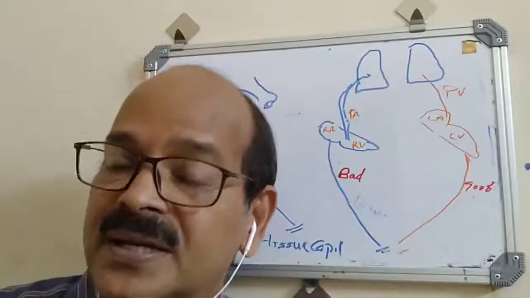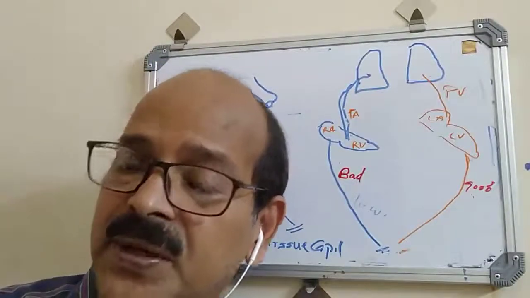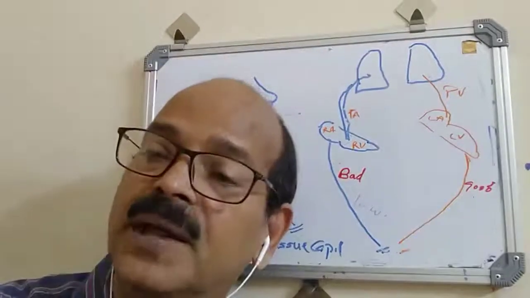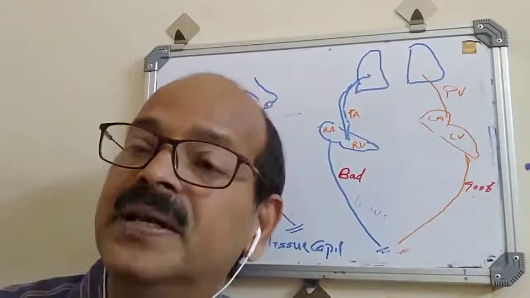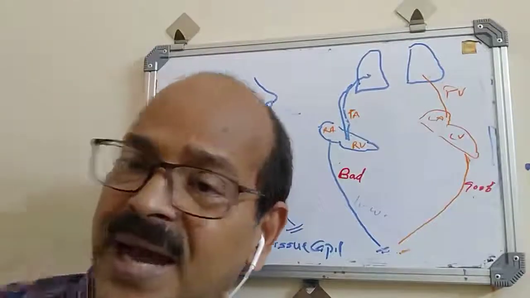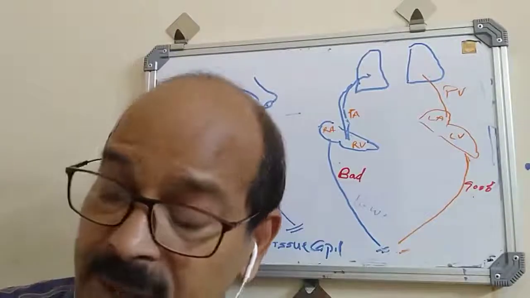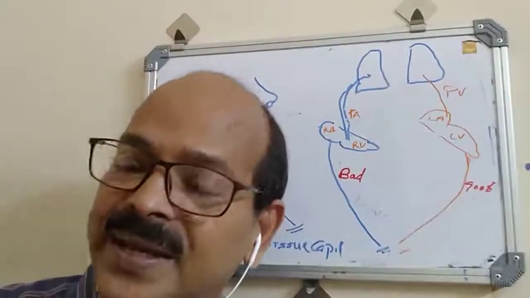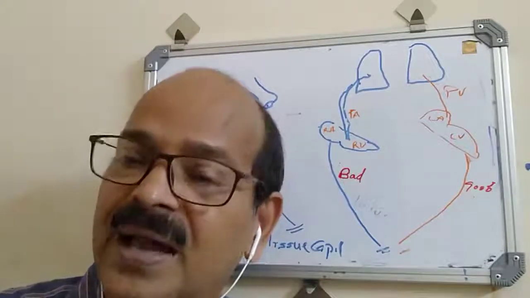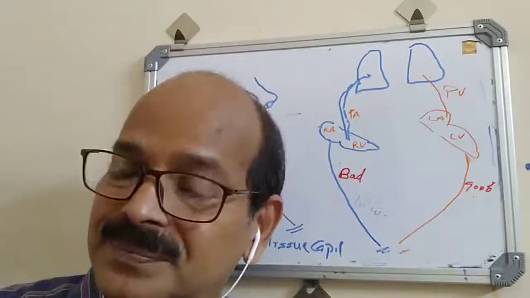About the persistent truncus, again you get increased flow. The classical thing is a high volume pulse and collapsing pulse. You get a cardiomegaly. One very clinching point is the diastolic murmur, which is happening through the truncus. You'll get a leaking of the truncal valve, which is always abnormal.